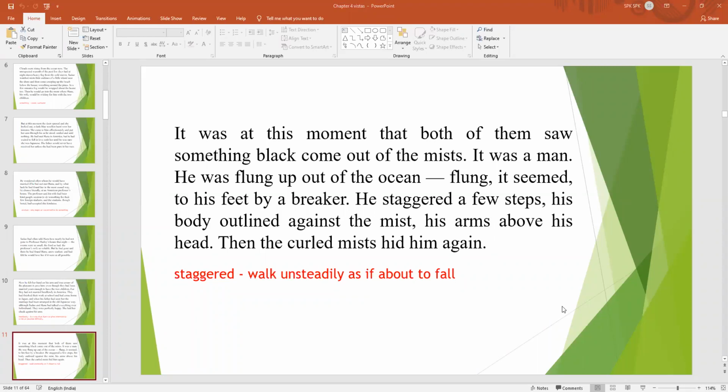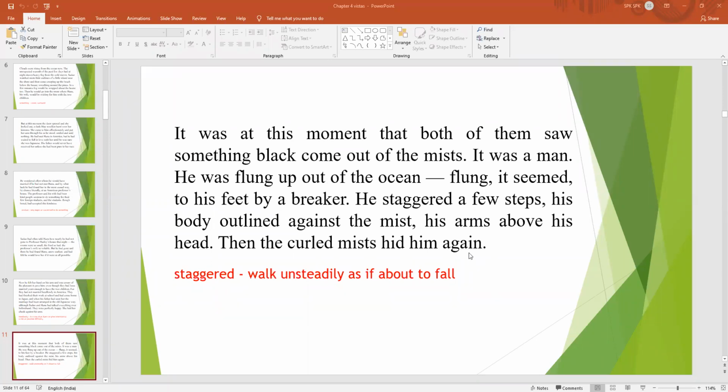he was a man. The man's body was visible in the mist, and he walked unsteadily with the arms above his head. He staggered a few steps, his body outlined against the mist, his arms above his head, and then the mist covered him again.